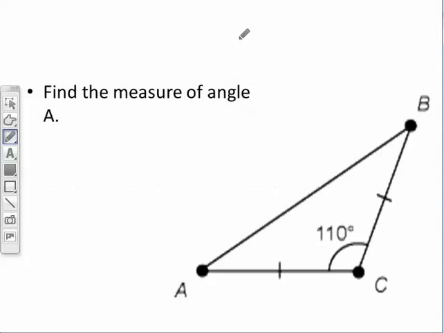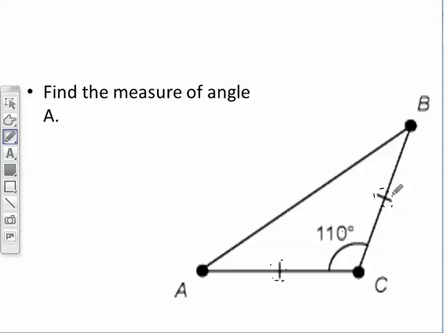That's what I would choose as my correct answer. Moving forward. They're asking us to find the measure of angle A. Well, angle A is this one right down here. Okay? They've got 110. Oh, look at this. What does that tick mark mean? That means that this side is equal to this side.